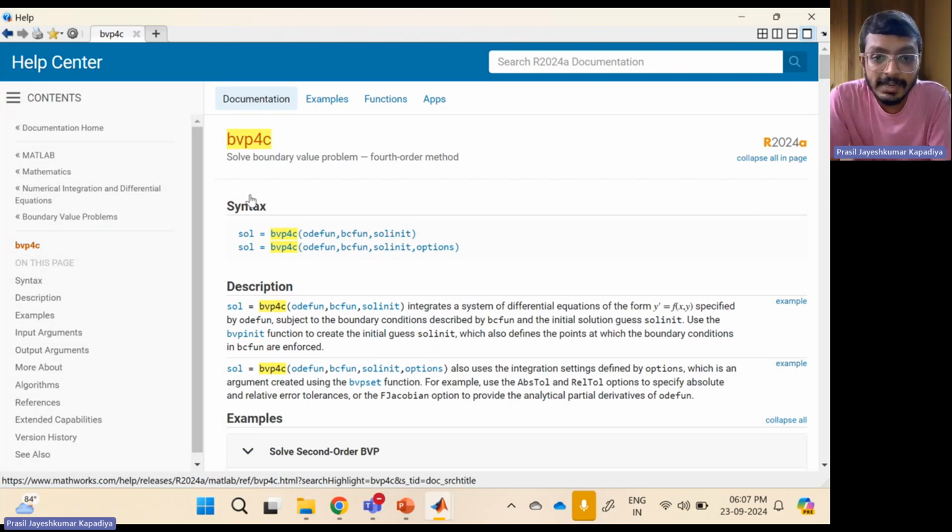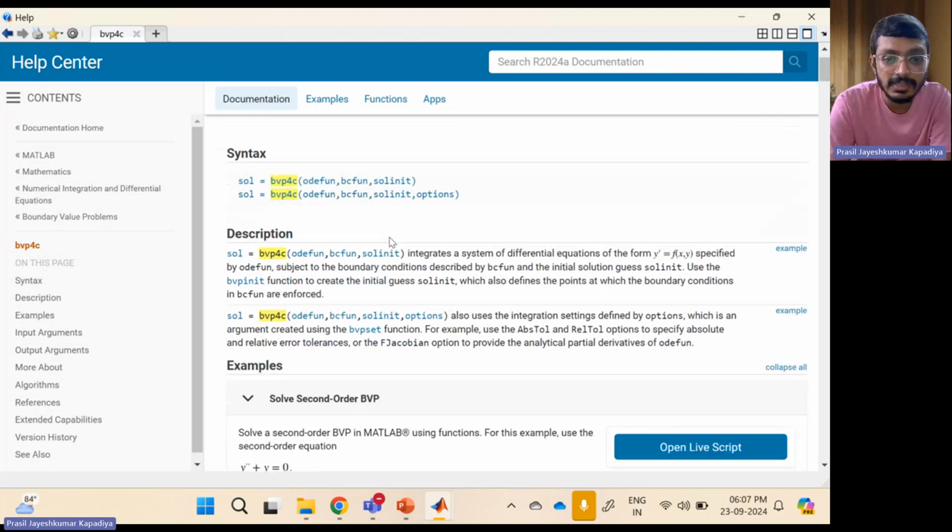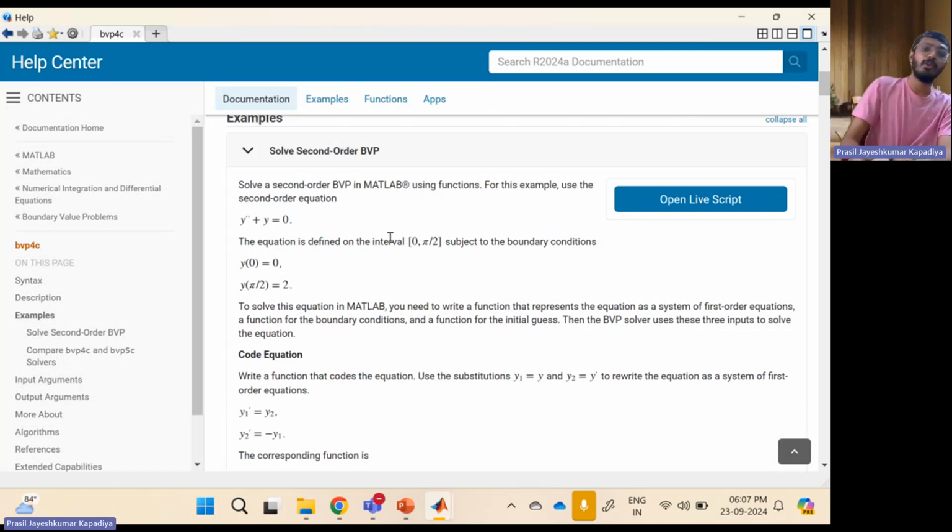The syntax of this command is we need to give the ODE function, meaning the function where we are describing our equation. Then the next one is the boundary function, the BC function, where we are supposed to give boundary conditions. And sol init, meaning the x mesh, the size of the mesh, and the initial guess. These things we need to give in this kind of problem.